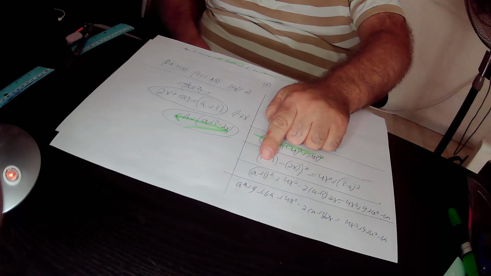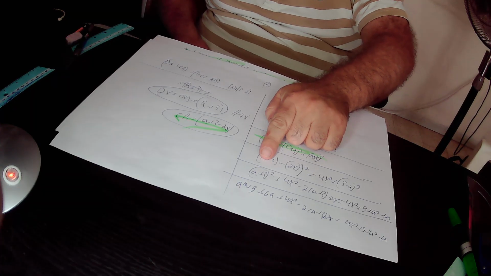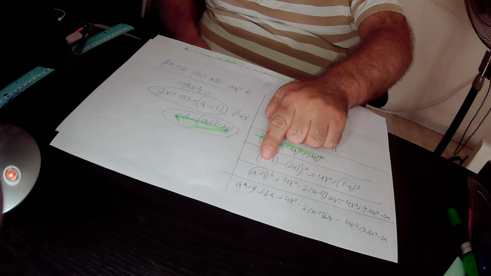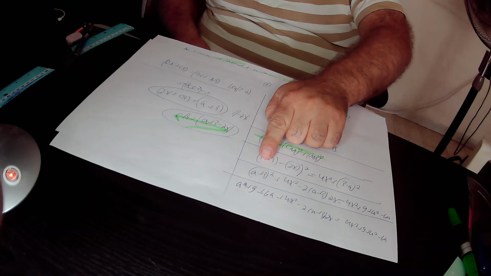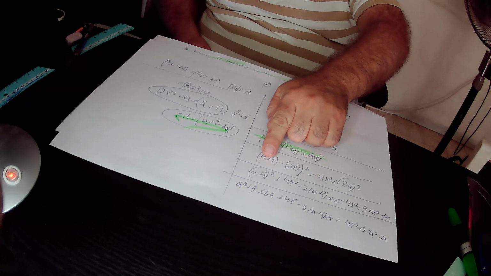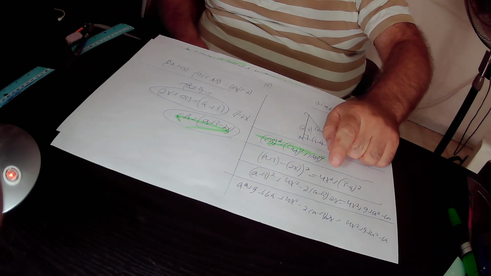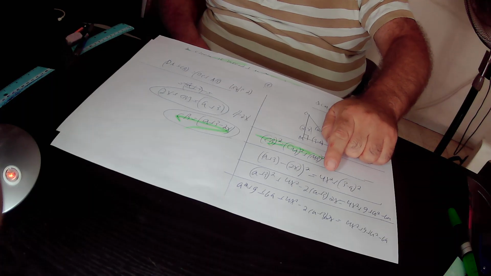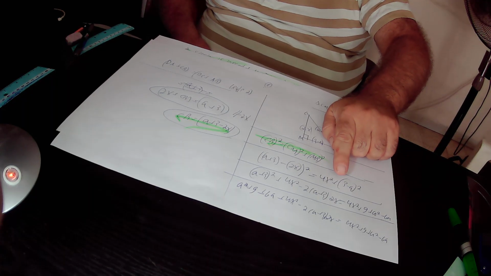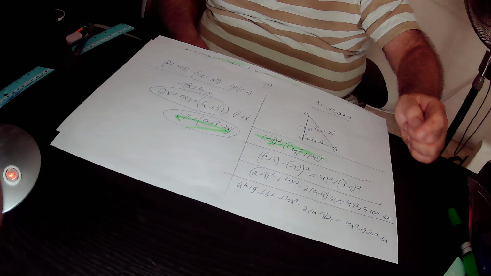We open the brackets of this expression. (A plus 3) square equals A square plus 3 square plus 2 times A times 3, that is plus 6A, plus 4x square, and it equals minus 2 times (A plus 3) times 2x.